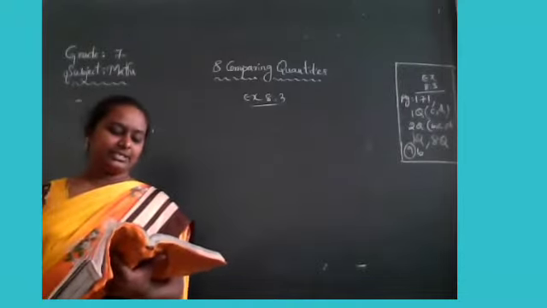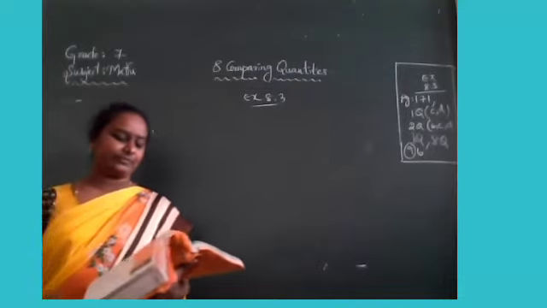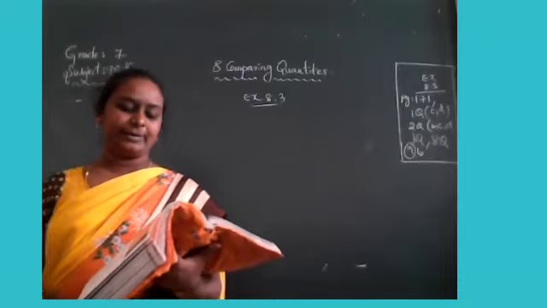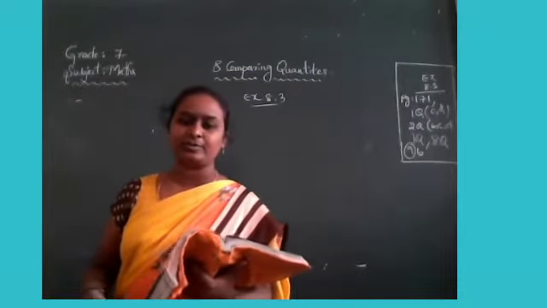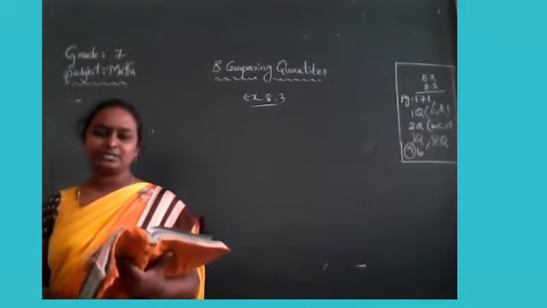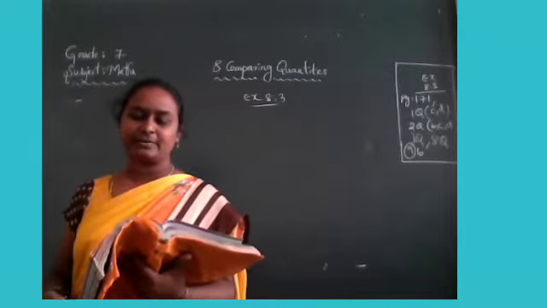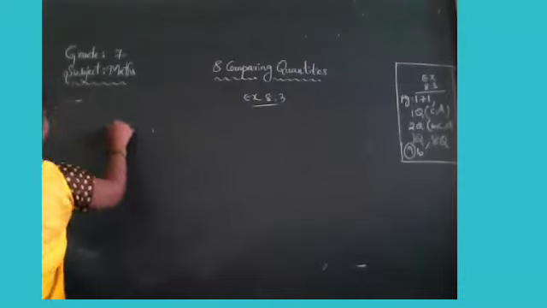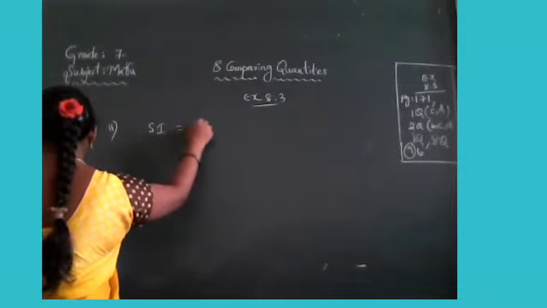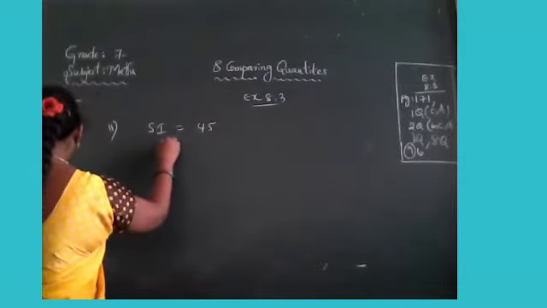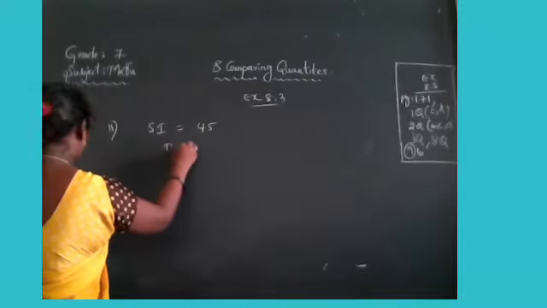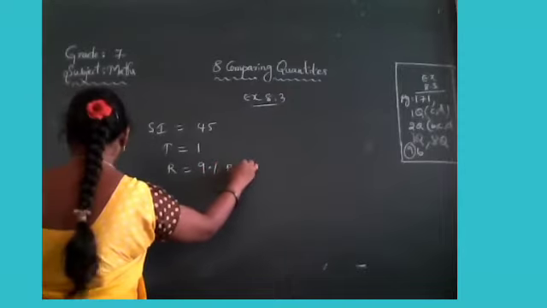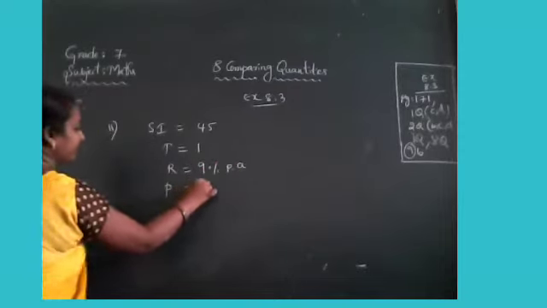So here she gives interest of 45 rupees for 1 year, at 9% rate per annum. What is the sum she has borrowed? How much amount has she borrowed? That borrowed amount, the principal amount, we have to calculate here. Actually, the given values are: simple interest is 45 rupees, time is 1 year, and the rate is 9% per annum. So we have to find the principal amount.